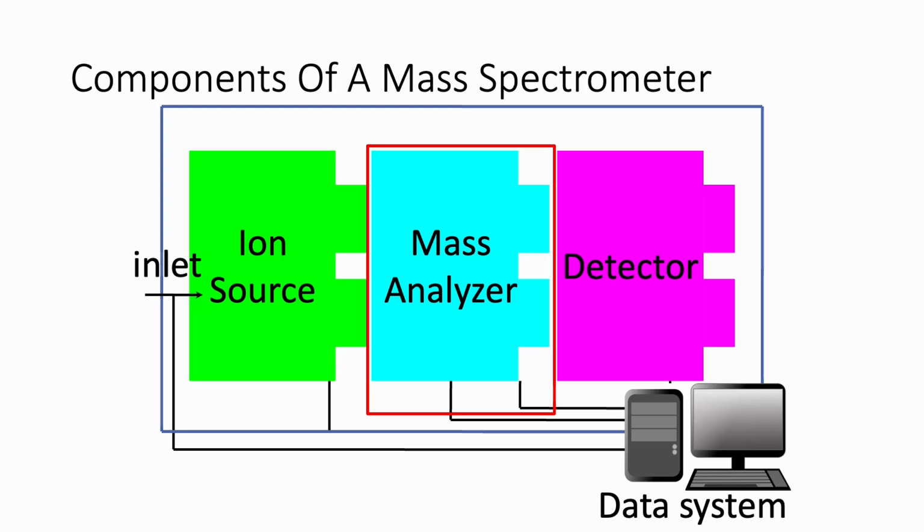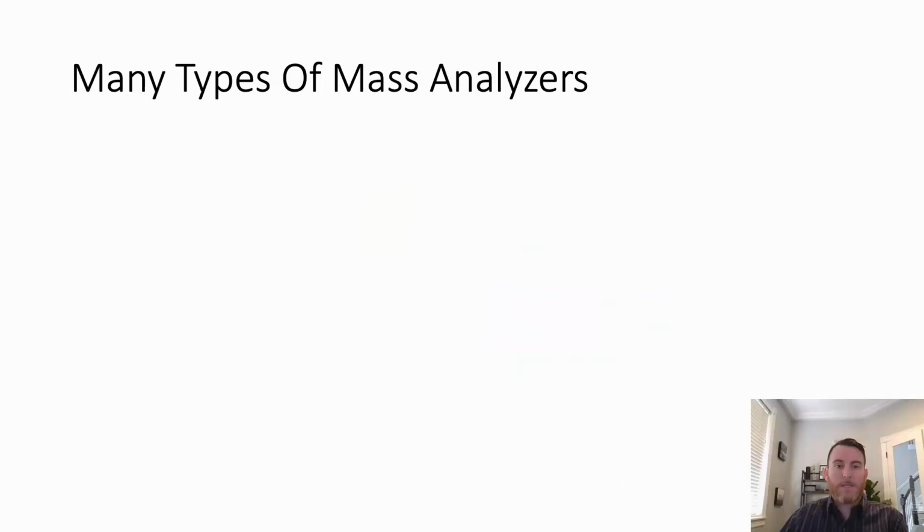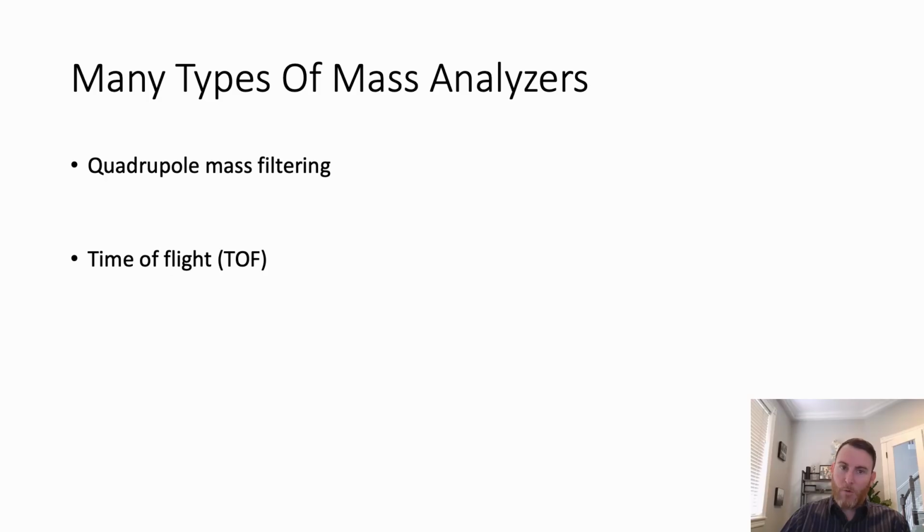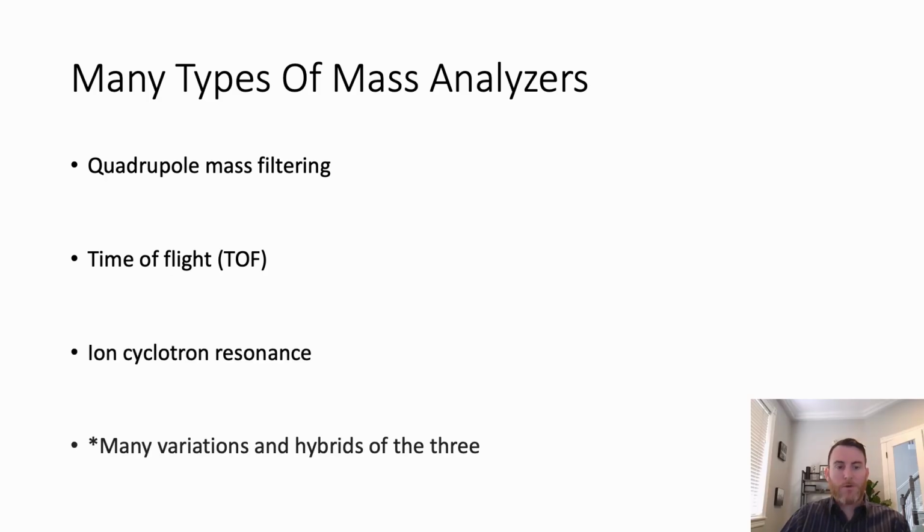So now, once we have ions, we can transition to a mass analysis. And this is where there's several different options for mass analysis and lots of different types of mass analyzers. We've got things like quadrupole mass filtering, we've got time of flight or TOF, we've got ion cyclotron resonance mass spectrometers, and lots of variations and hybrids of the three. So for example, you can have what's called a QTOF, which is a quadrupole time of flight combination. But we're going to focus specifically on quadrupole mass filtering.